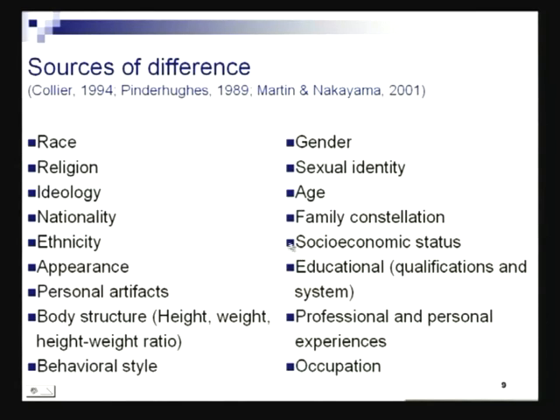Socio-economic status can also be linked to maybe appearance, whether you are able to afford a gym or not, whether you are able to go to a gym or not. So, all these things, socio-economic status could also be linked to a person's behavioral style. Okay? The next thing on the list is educational systems.